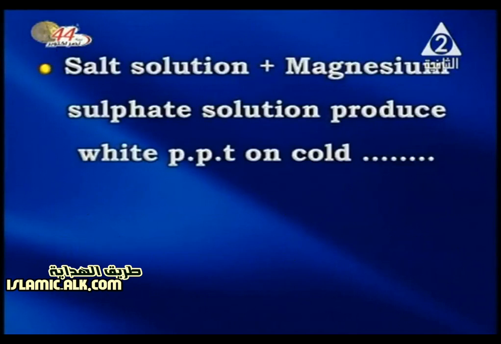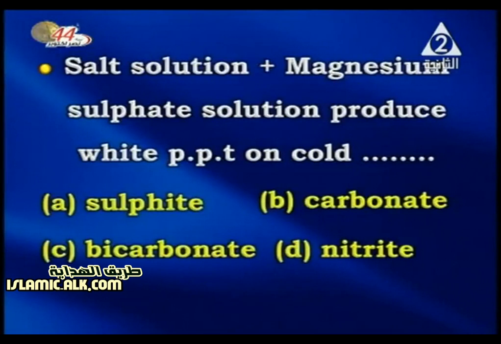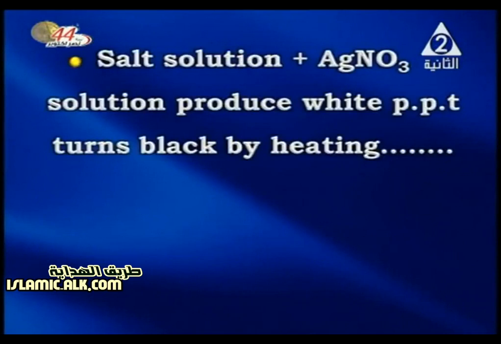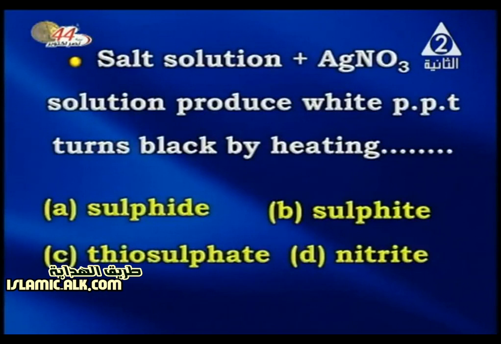Next point. Salt solution plus magnesium sulfate solution produces a white precipitate in the cold. Is it sulfite, carbonate, bicarbonate, or nitrite? Yes, if you think about it, it will be carbonate. Next point. Salt solution plus silver nitrate solution produces a white precipitate that turns black on heating. Is it sulfide, sulfite, thiosulfate, or nitrite radical? If you think about it, yes, it will be sulfite.